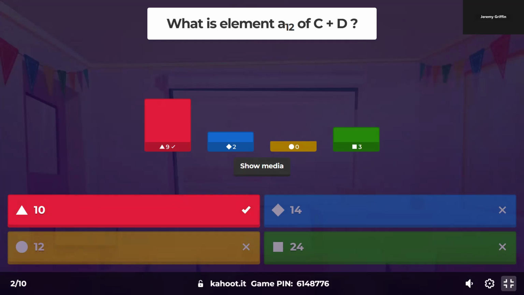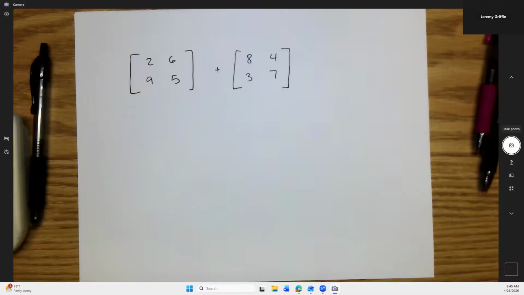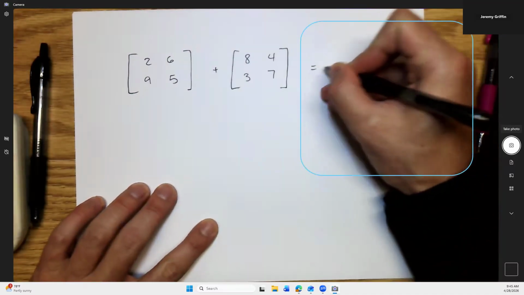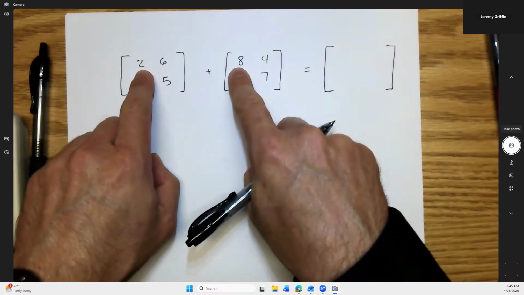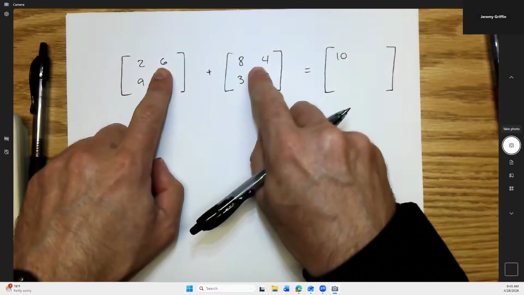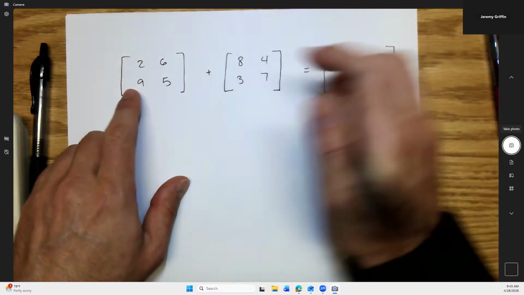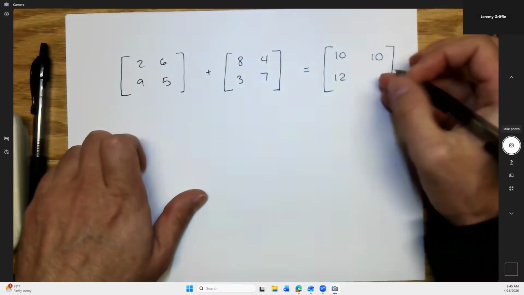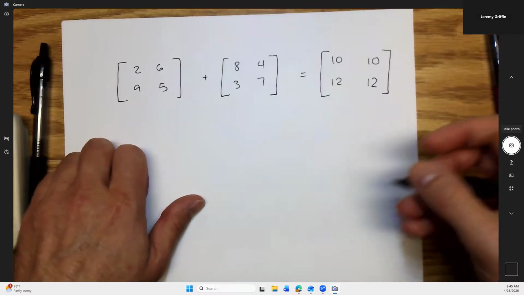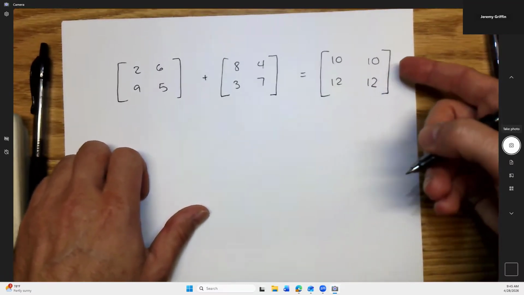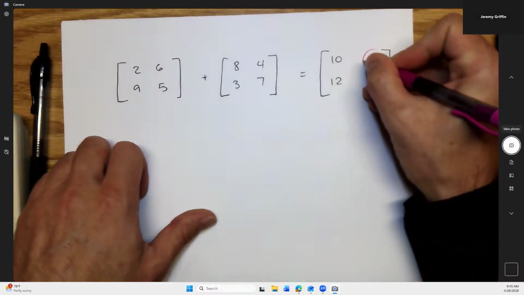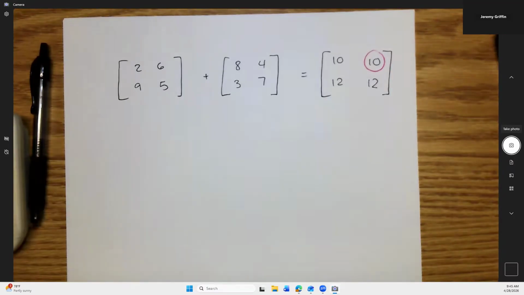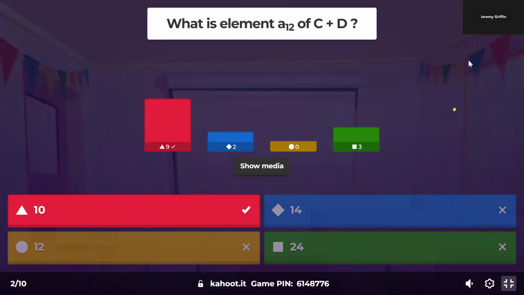All right, so can you add matrices together? So we have a 2 by 2 plus a 2 by 2. You just add the corresponding elements. So 8 and 2 is 10 here. 6 and 4 is 10 here. 9 and 3 is 12. 5 and 7 is 12. And the question was element A1, 2. Isn't that this one right here? So that's why the answer is 10. All right, you guys good on that one?